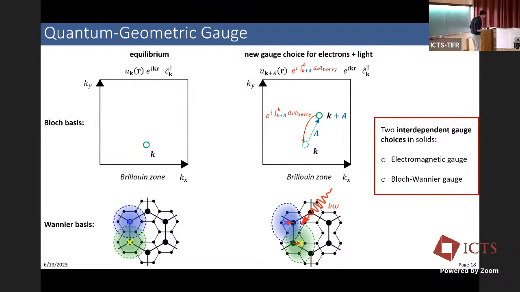So another way, or a more theoretical way of stating this, is that really, if we talk about solids, we have two gauge choices that we have to make. There's a gauge choice for the electromagnetic field and for the Bloch-Wannier states. And these two gauge choices are not independent.